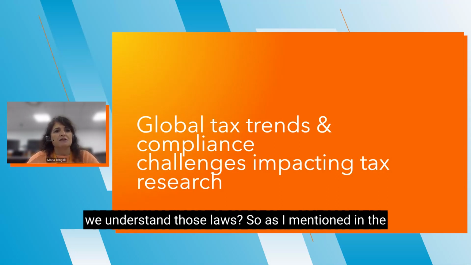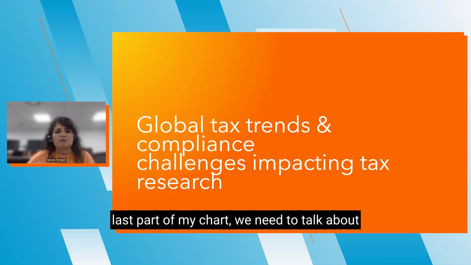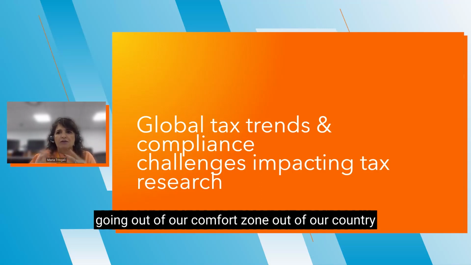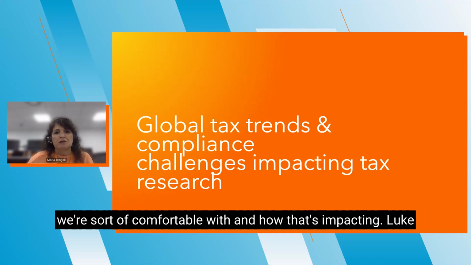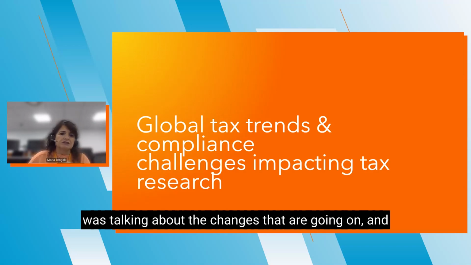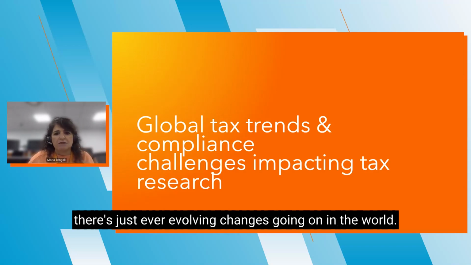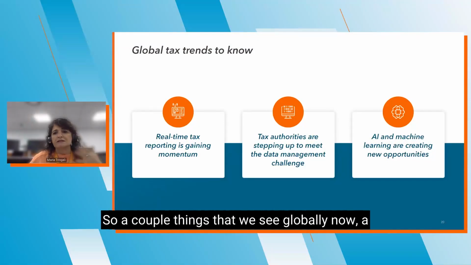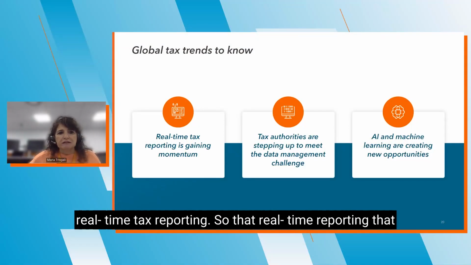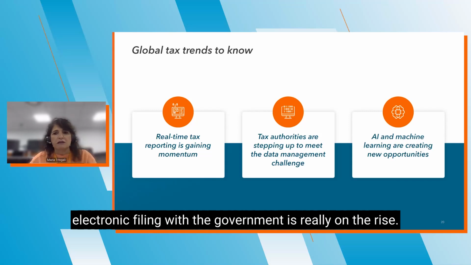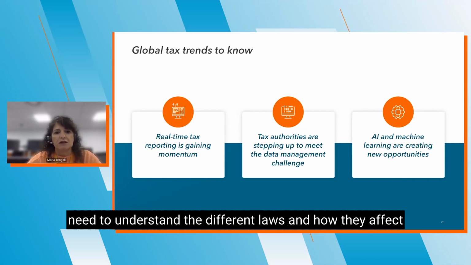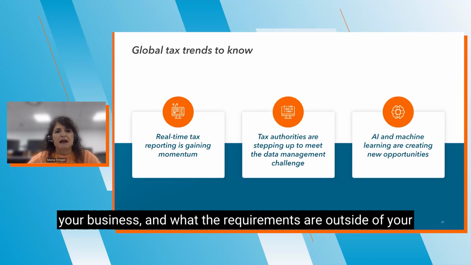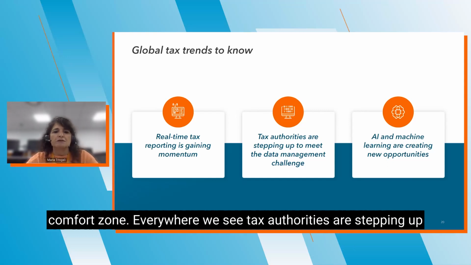How do we understand those laws? So as I mentioned in the last part of my chart, we need to talk about going out of our comfort zone, out of our country, and really even into other states from the states that we're comfortable with, and how that's impacting. Luke was talking about the changes that are going on, and there are ever-evolving changes going on in the world. So a couple things that we see globally now are real-time tax reporting. That real-time reporting, the electronic filing with the government, is really on the rise. So if you are doing business outside of the US, you need to understand the different laws and how they affect your business and what the requirements are outside of your comfort zone.